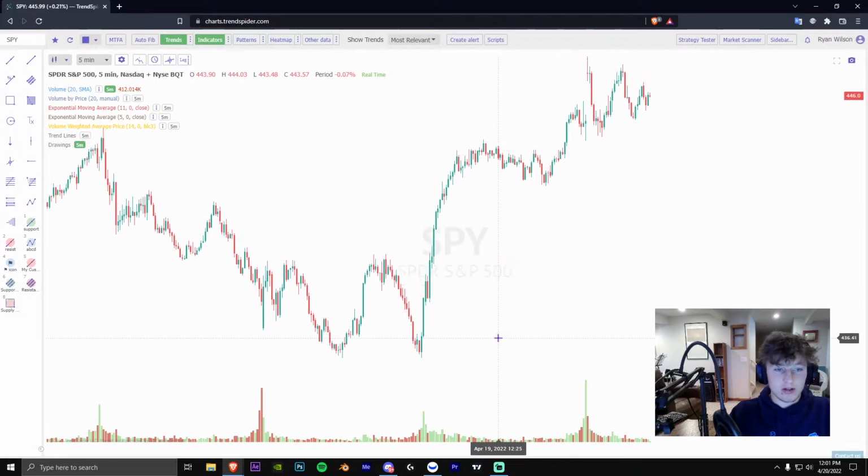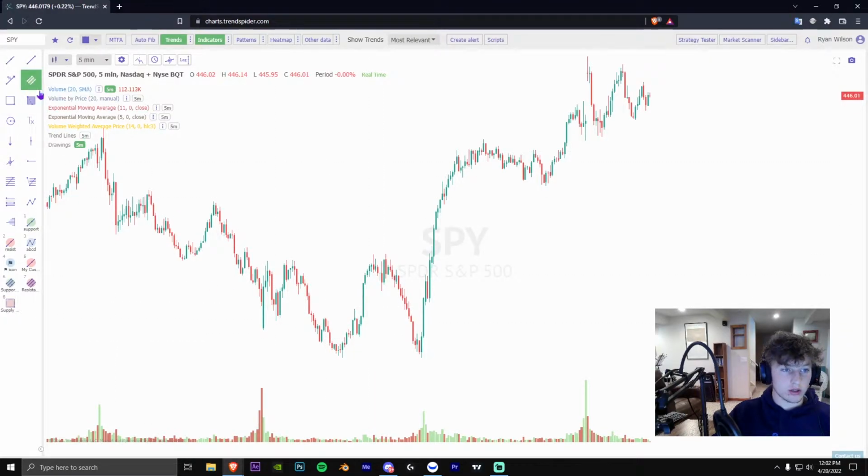A demand zone would be where you see a huge move, or a bunch of green candles in a row. They have to be big green candles, like these kinds of candles. So starting right here, this would be our first demand zone.